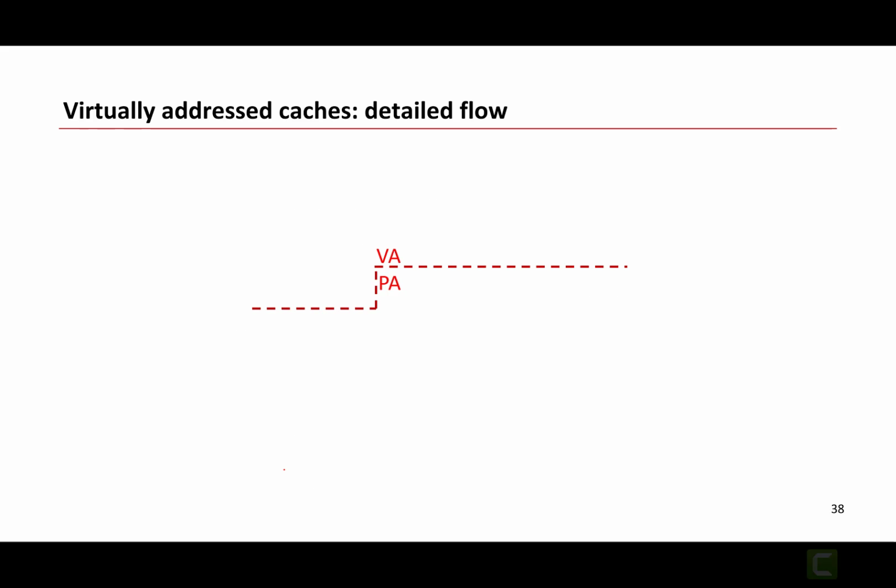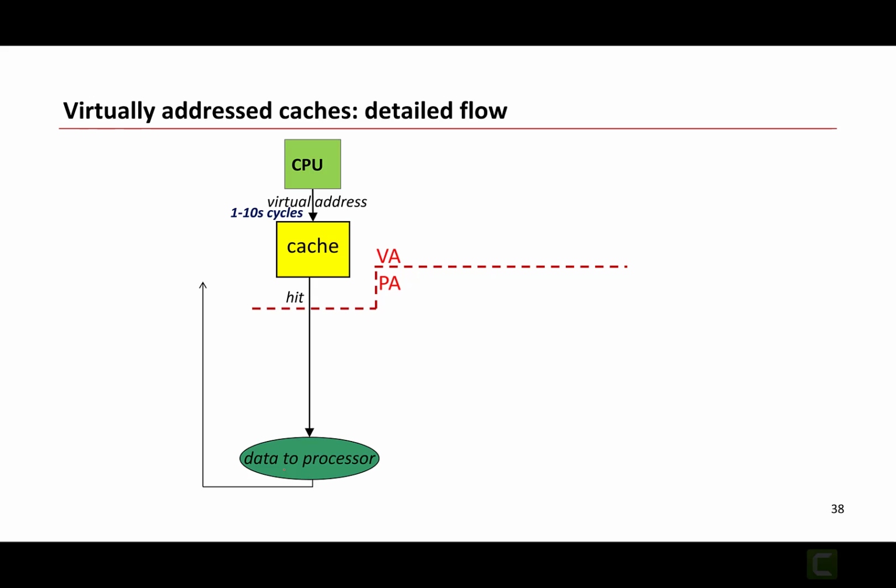And let's go through the same details for virtually addressed caches. So you get the virtual address for the cache. The big difference is you don't have to do the address translation. Instead, you directly access the cache, which can again take 1 to tens of cycles depending on the size of the cache. If it's a hit, nothing to be done. Return the data to the processor. Address translation doesn't even come into the picture.